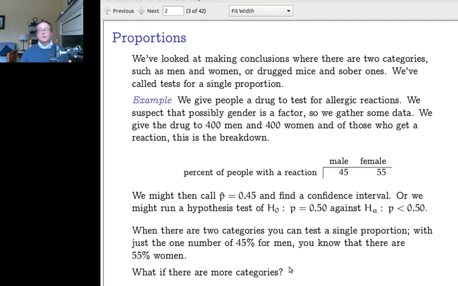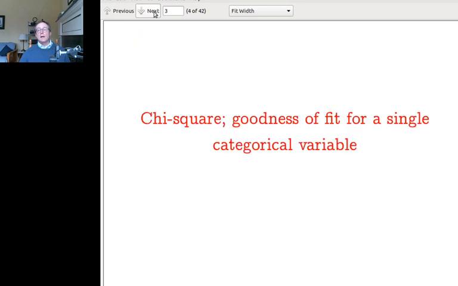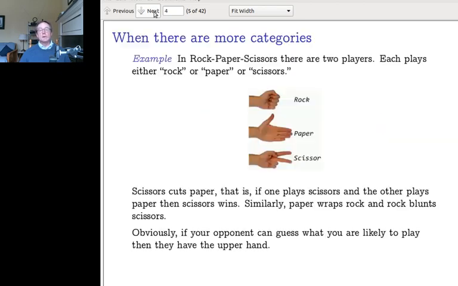What if there's more than two categories? What if there's 3 categories, 4 categories, 5 categories? What if you didn't have just men and women, but men under 30, men over 30, women under 30, women over 30? What do you do? Okay, and the answer is you do today's section, at least what we're starting in on today's section. So this is called Chi-square Goodness of Fit.